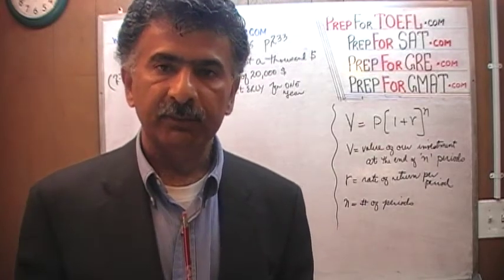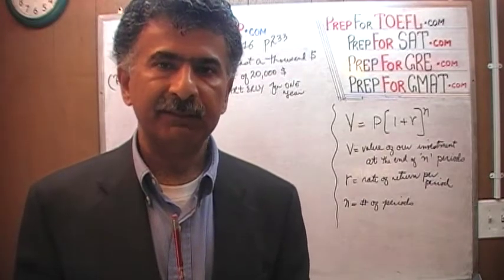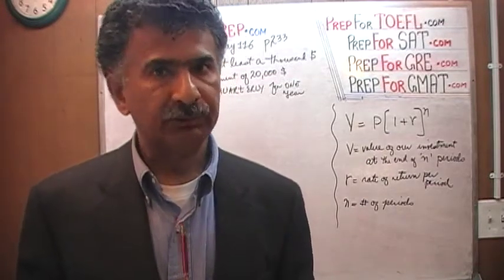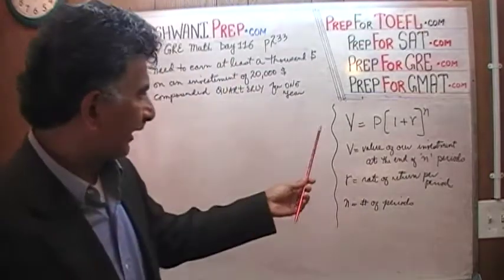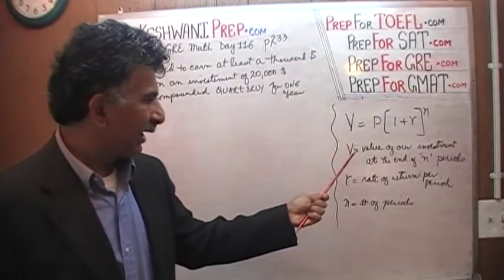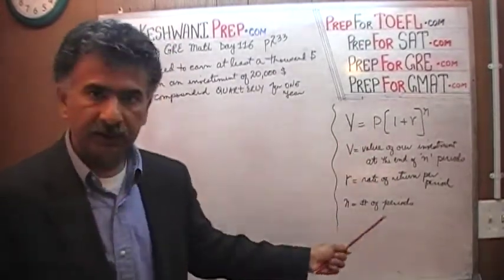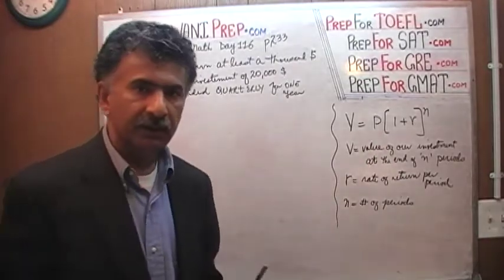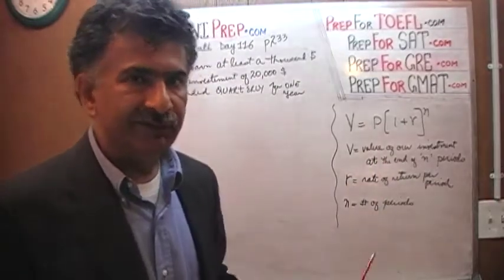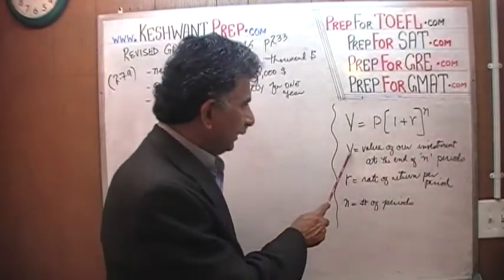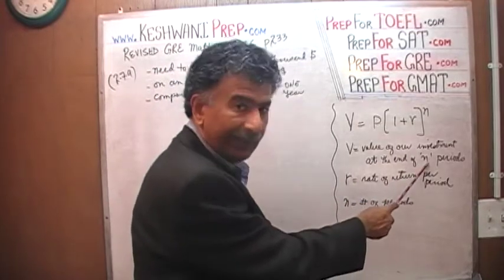And not only that, but we solved that problem in a step-by-step manual manner without the formula. And then yesterday, we introduced the formula. The formula goes something like this. V, which is the value of our investment at the end of n periods. Notice how the formula that you see here is a little bit different than what you see in the book, because I make it even more general so that it's easier to deal with. So V is the value of our investment at the end of n periods.